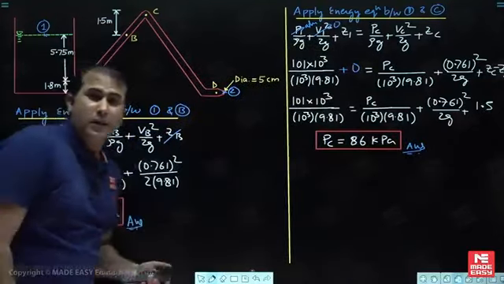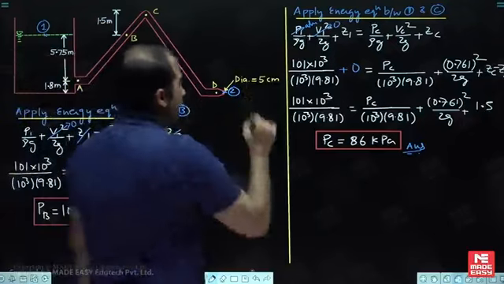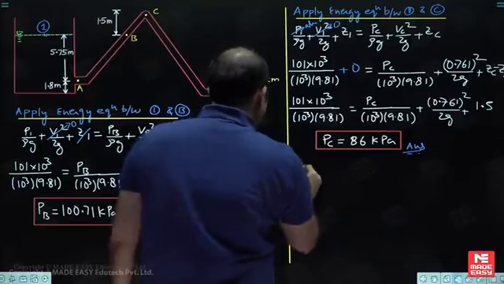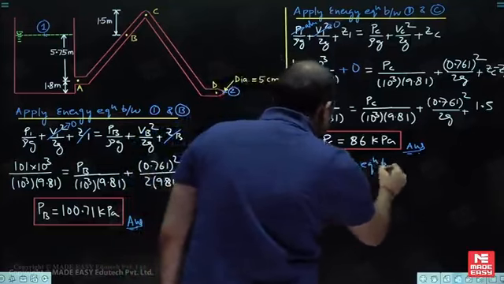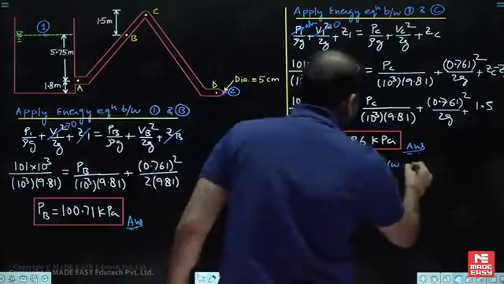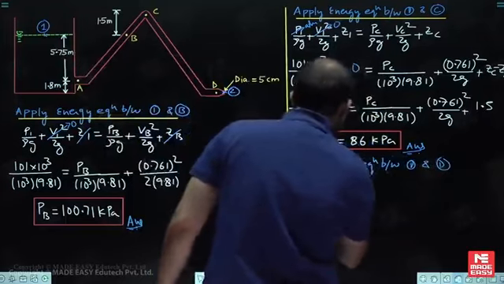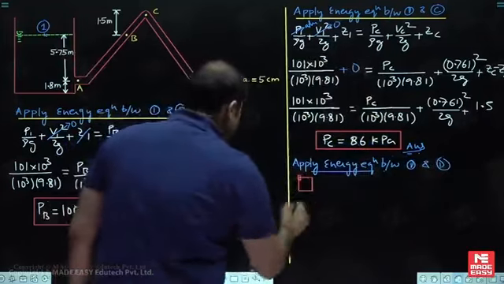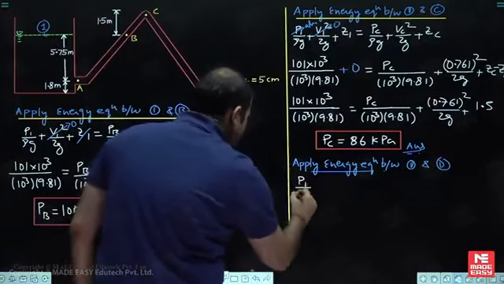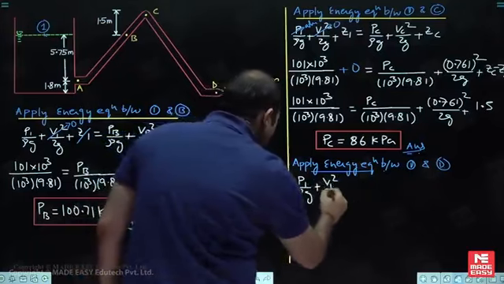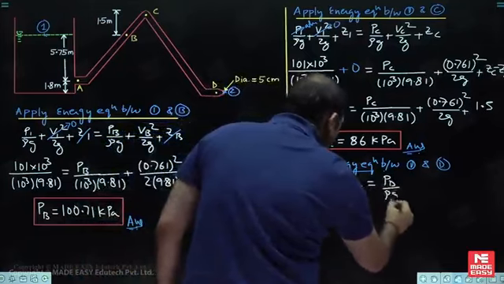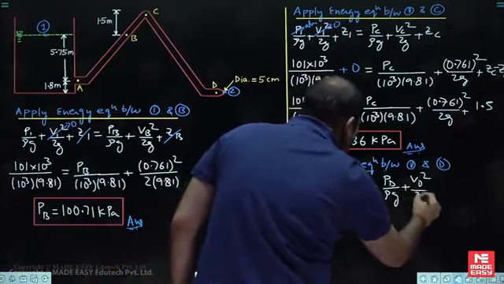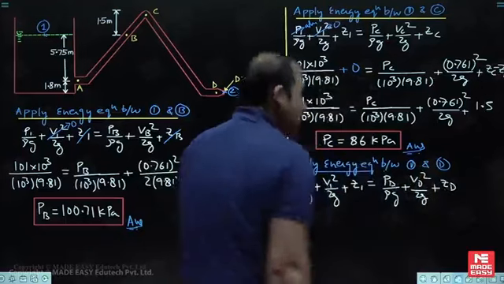Now the next discussion here. The last thing is to find out the value of pressure at D. So apply the energy equation between 1 and D. So my dear, this is P1 by rho g plus V1 square by 2g plus Z1 is equal to PD by rho g plus VD square by 2g plus ZD. Okay.